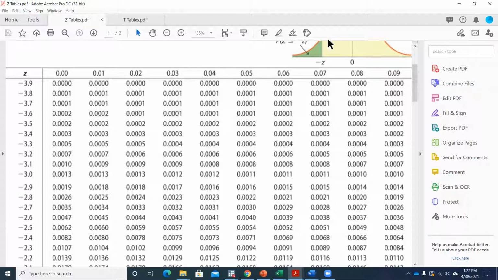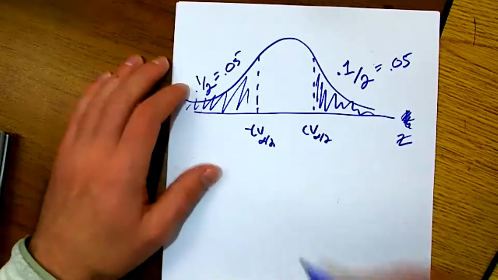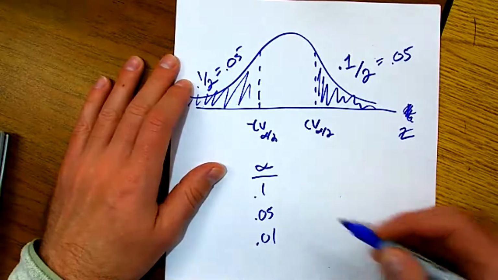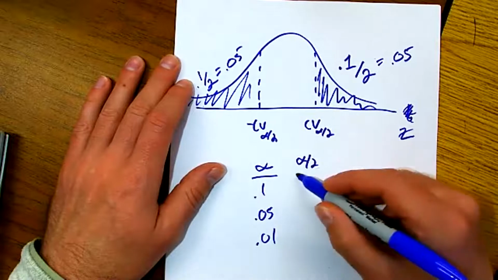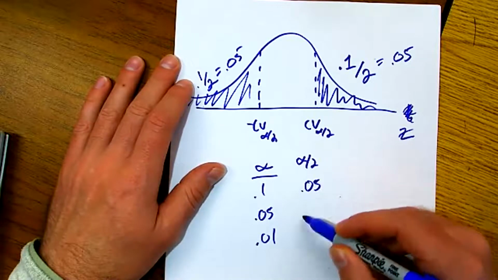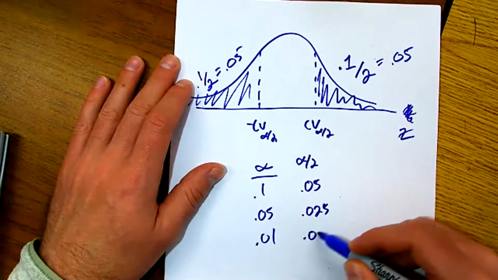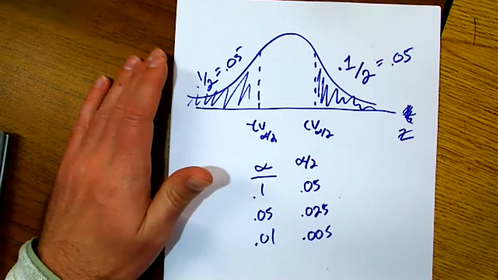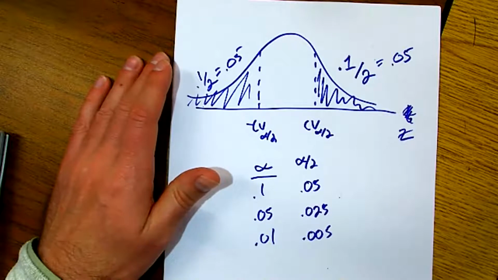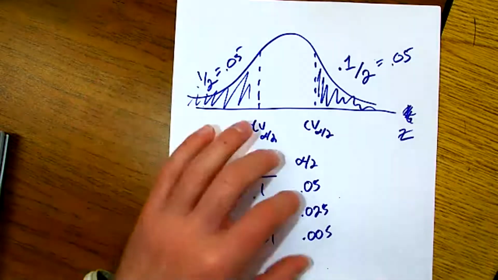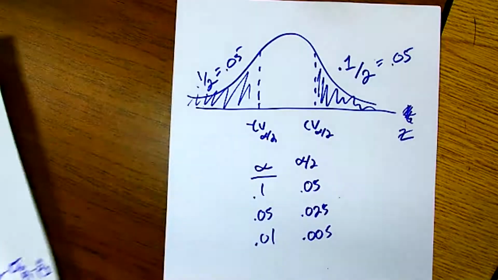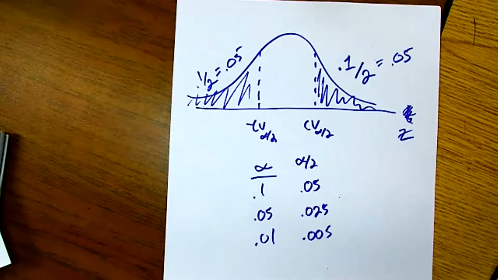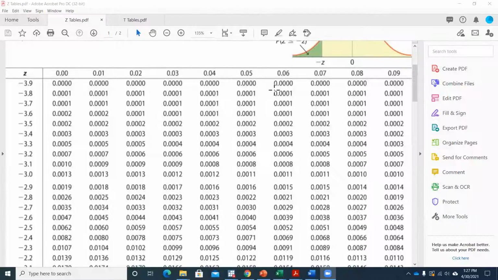Or another way I think is easier to do this is think about what our three alpha values are. So 0.1, 0.05, and 0.01. So to find my critical values, I'm going to look up alpha over 2. So the areas I want in the tail will be 0.05, 0.025, and 0.005. Or sorry, here's my three areas in the tail I want to use to find the critical values.